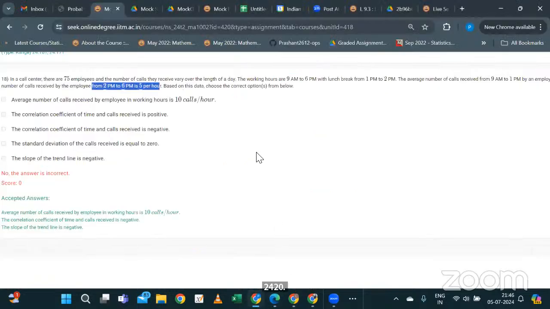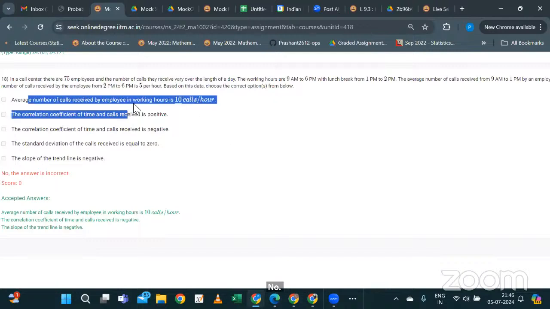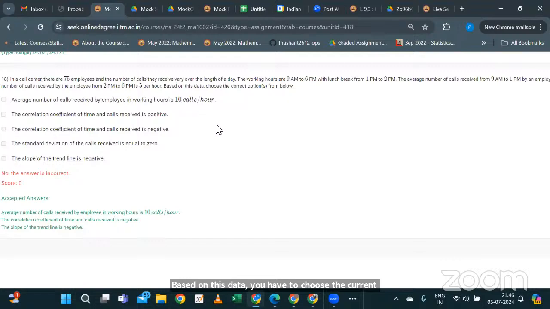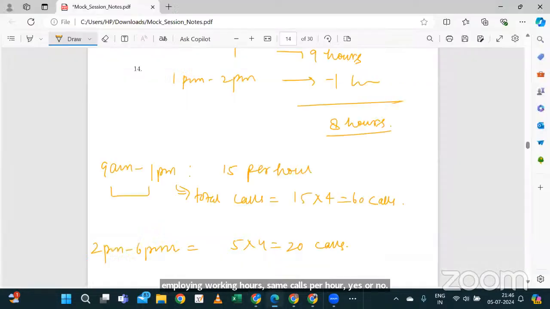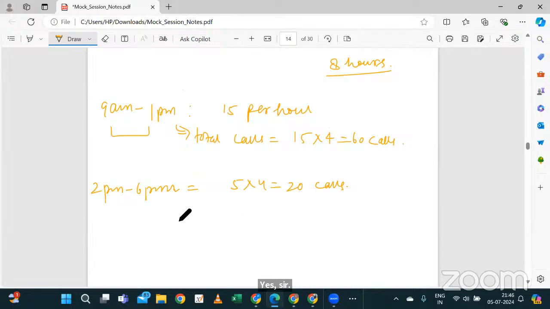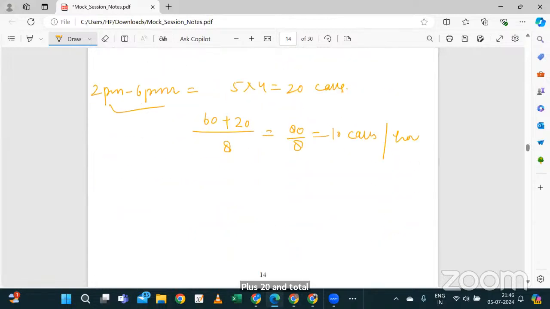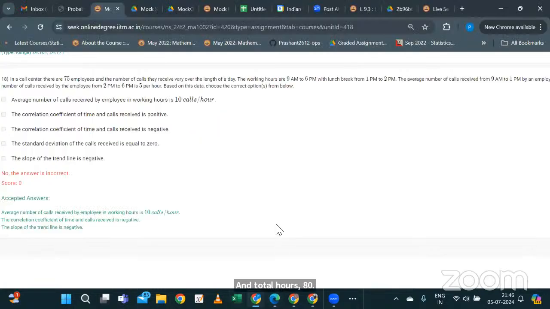Now, based on this data, we have to choose the correct observation. So the question is, average number of calls received by employee in working hours is 10 calls per hour. Yes or no? Yes, sir. How? See, we have total calls. For this, total calls is how much? 60 plus 20, that is 80, and total working hours is 8. 80 divided by 8 is 10 calls per hour. So this will be your average. That means the first option is correct.